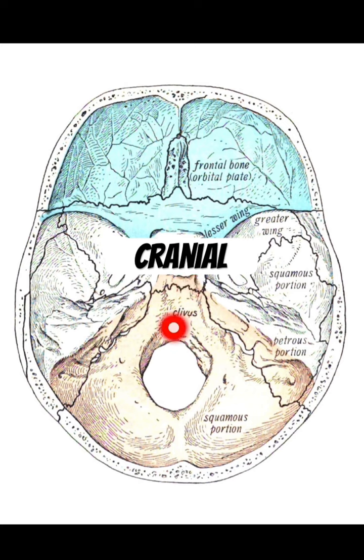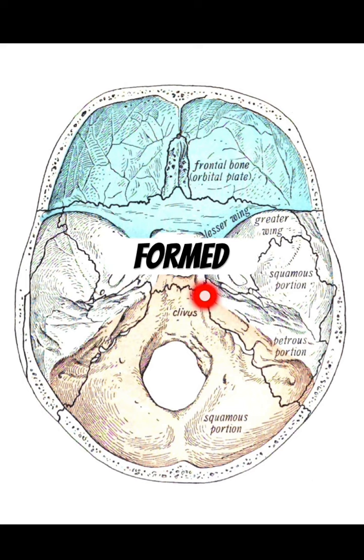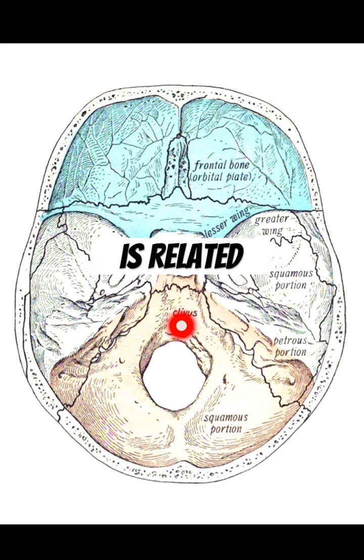This is the clivus. Here it is formed by the articulation of the body of the sphenoid and the basilar part of the occiput. Here it is related to the medulla oblongata and pons.